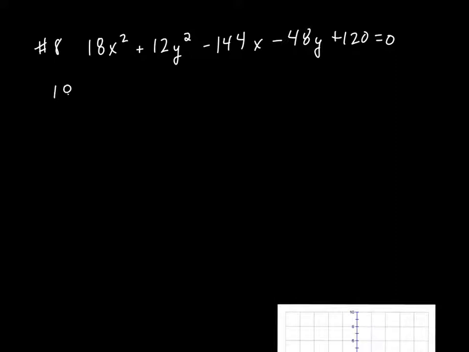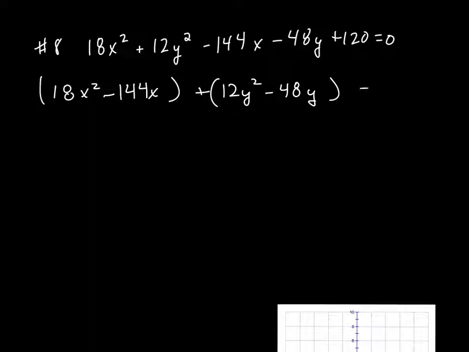To put this in standard form, the first thing I need to do is separate the x values from the y values. So I have 18x squared minus 144x. I'm going to group those together. The next one is plus 12y squared minus 48y. And I'm going to move the 120 to the other side, so all of this is equal to negative 120. Because the 18 and the 12 are not the same values and they're both positive, I know I have an ellipse.